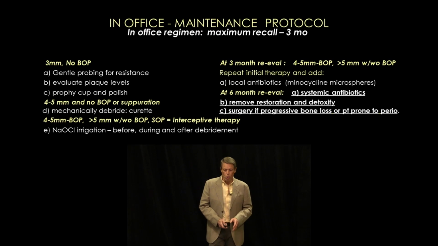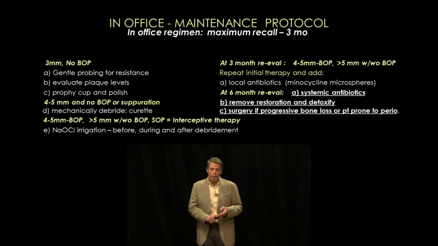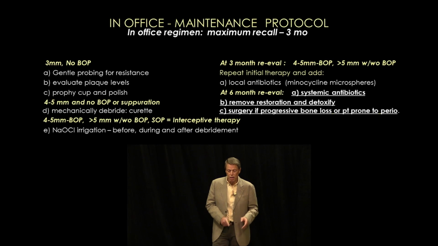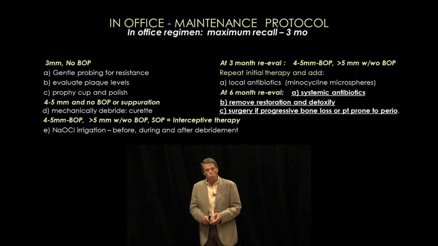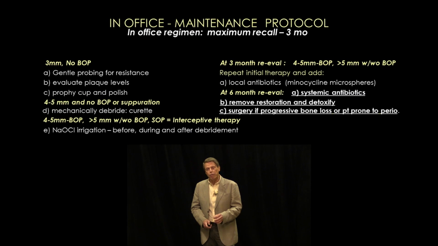So here's the protocol. 3 millimeters and no bleeding upon probing: gently probe for resistance, evaluate plaque levels, and use a prophy cup and polish. With 4 to 5 millimeters and no bleeding upon probing or suppuration, you just mechanically debride with the curette and polish.